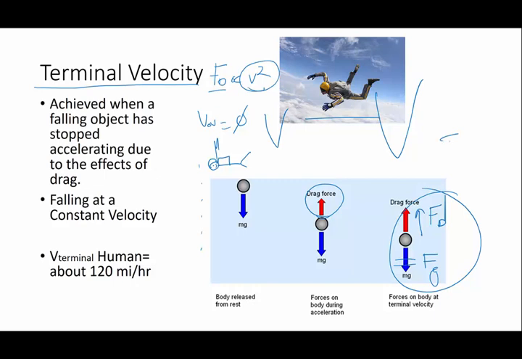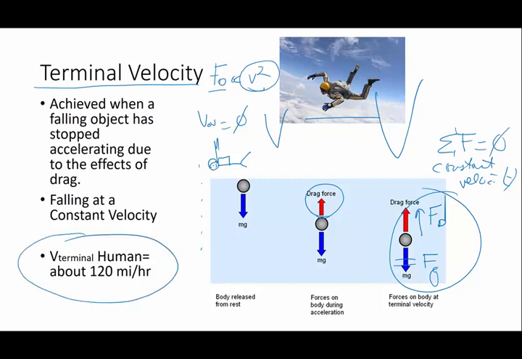Well, that's a Newton's first law situation. Sum of the forces equals 0. And that means that an object's going to be moving at a constant velocity. Now, the terminal velocity for a human is about 120 miles per hour, based on the average shape of a human being. Can that be affected?